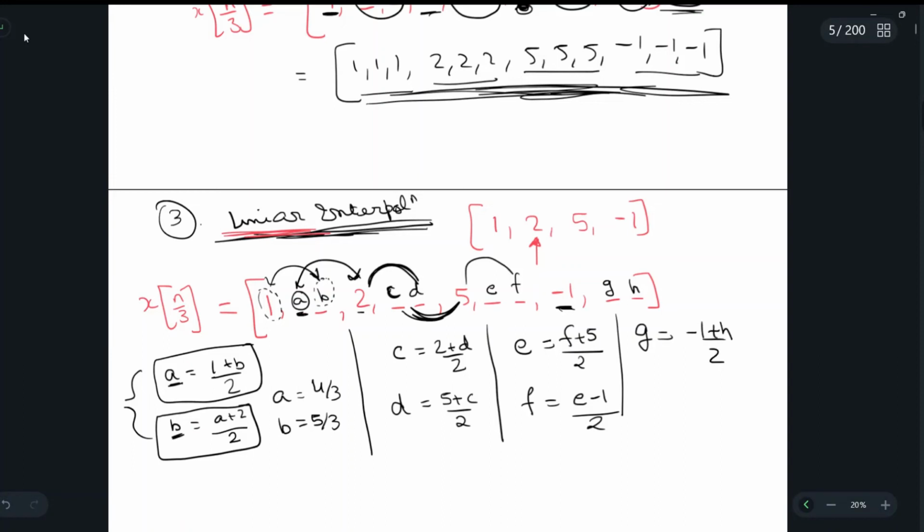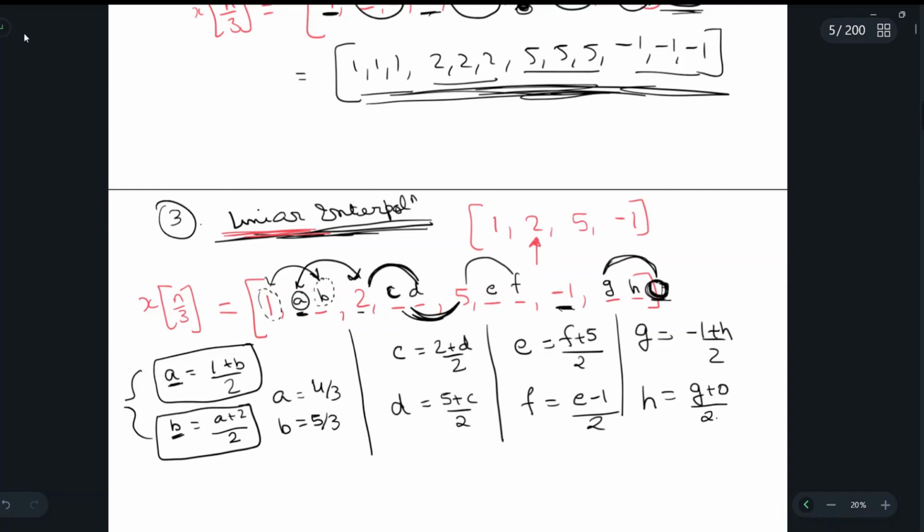Now for H, what will you write over here, because we do not have any number over here? We will simply think that we have a 0 over here. We will not put it over there, but we will think that we have a 0 over here and we will find the average of these two. That is, we will simply write G plus 0 by 2.